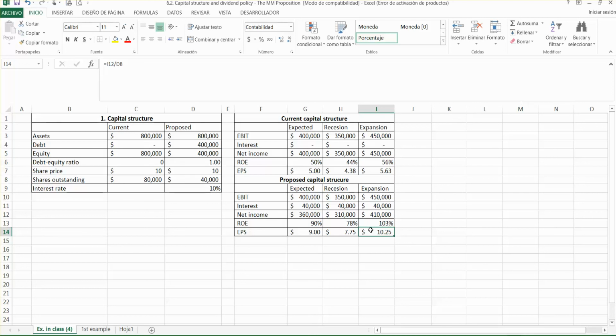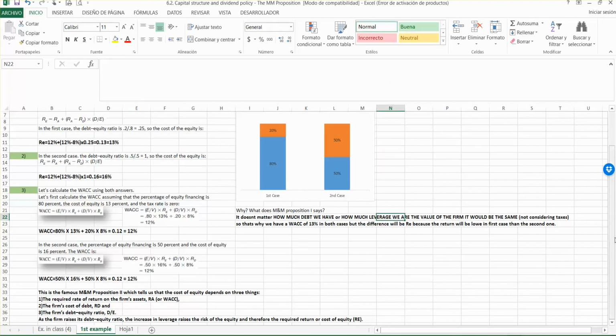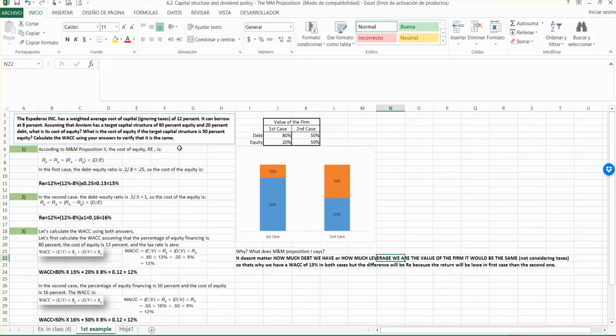This is just a really short introduction about what we're going to speak. We're going to explain the propositions of Modigliani and Miller, proposition 1 and 2, without taxes.